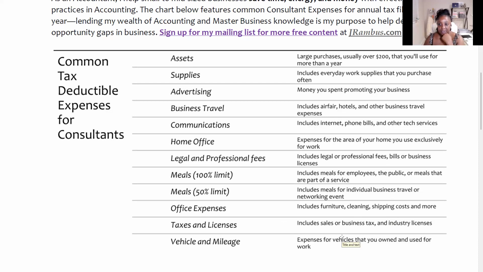Taxes and licensing, business taxes, industry licensing, and you'll see a little duplication here. But for me, I throw them in taxes and licensing, period. Vehicle and mileage, that is going to be gas, that is going to be repair and maintenance if you use your car exclusively for your business. So those are common tax deductible expenses, again, for consultants, but nevertheless, they're across the board for a lot of people. Make sure they're a part of your chart of accounts.